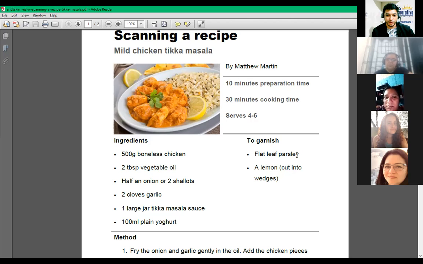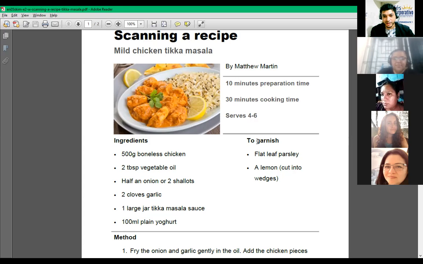Parsley. Who says parsley? The parsley is this leaf. It's like perejil or oregano, I don't know. Perejil, okay.